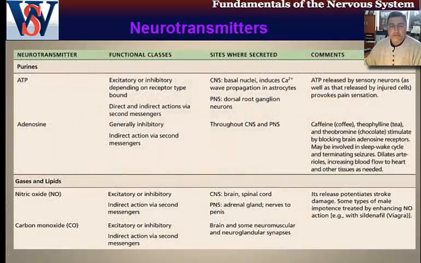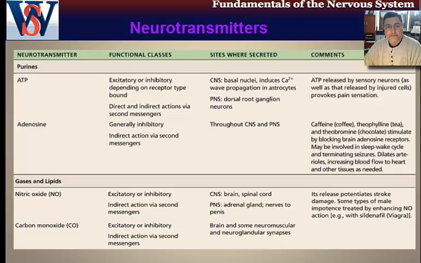And finally, we have our novel messengers. Our novel messengers are a gamut of different types of molecules. They range from ATP and adenosine itself, which are typically identified as purines, and they also include gases such as nitric oxide and carbon monoxide.